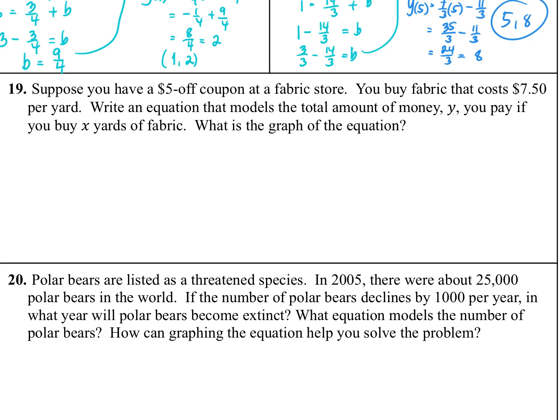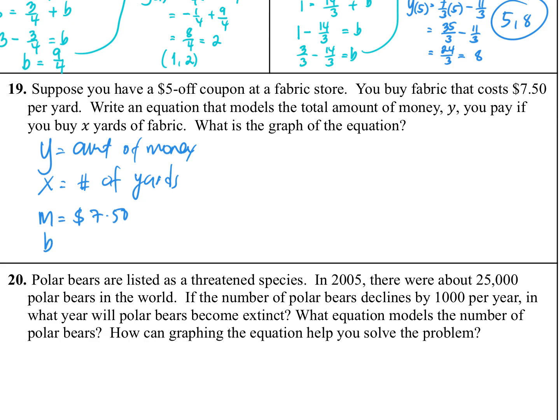Okay, so let's see what are the variables given here. The variable y is going to be the amount of money that you pay, while x is going to be the number of yards you're going to buy. Now our slope here, or the price, is equal to your price per yard, which is 7.50, and our b in here is going to be the $5 off. We're going to create a model because we are asked here to write that model.